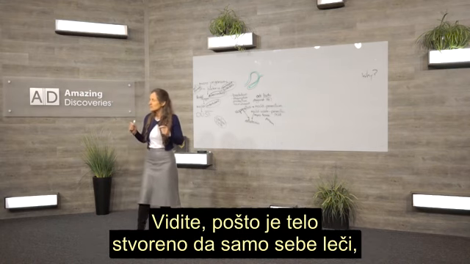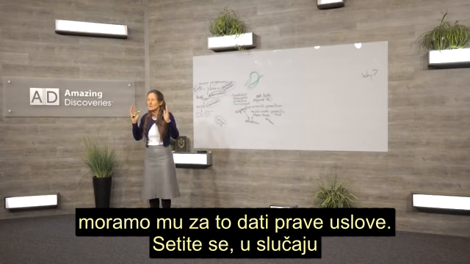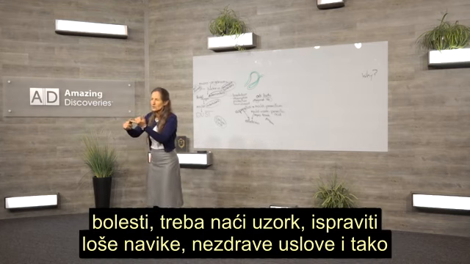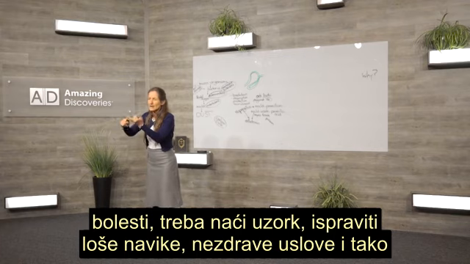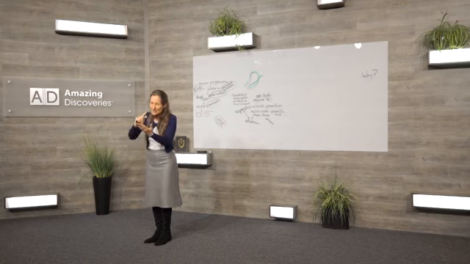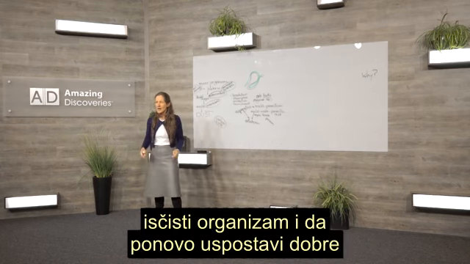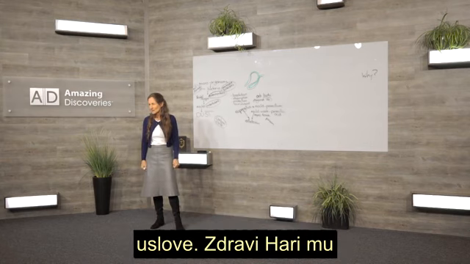You see, if the body's designed to heal itself, we've just got to give it the right conditions. Remember, in case of sickness, cause should be ascertained. Wrong habits corrected. Unhealthful conditions changed. Then nature is to be assisted in her efforts to expel impurities and re-establish right conditions back in the system.